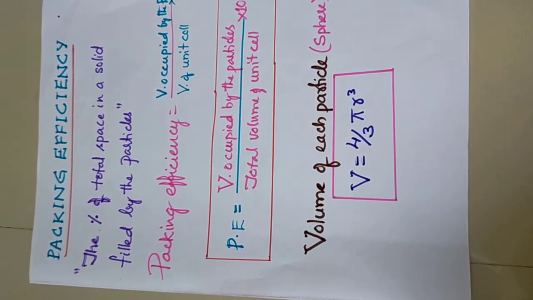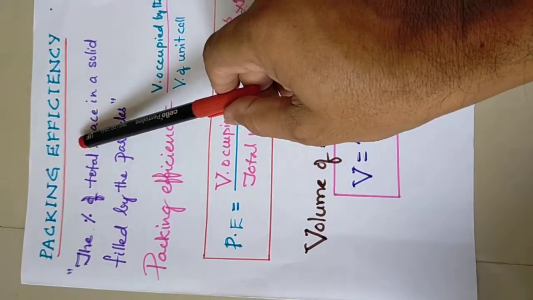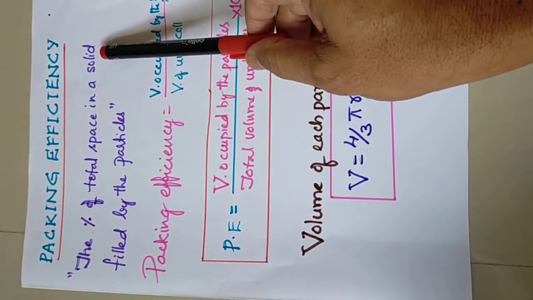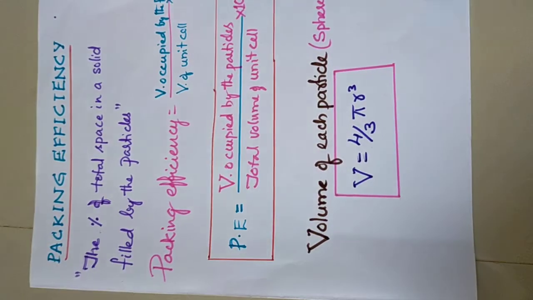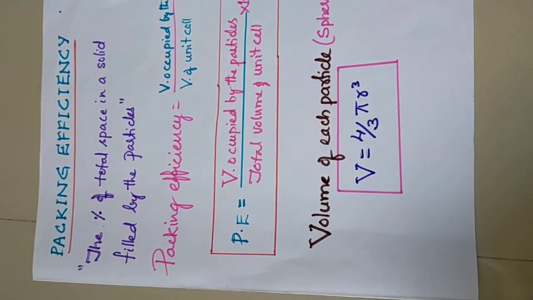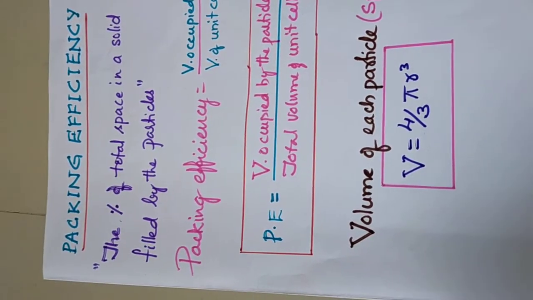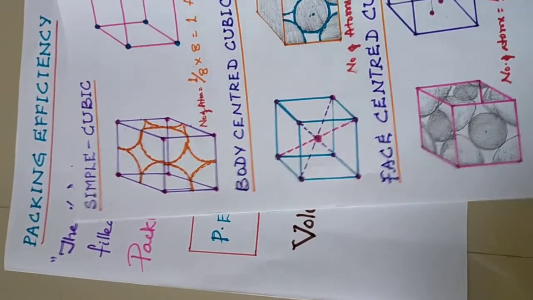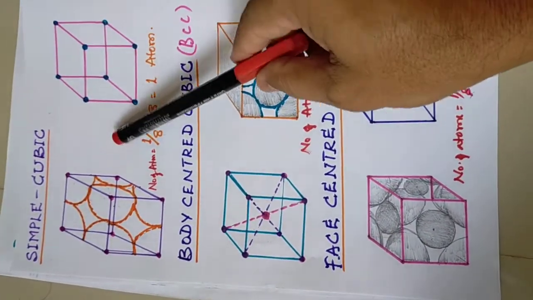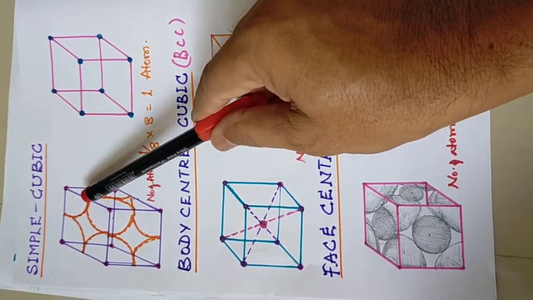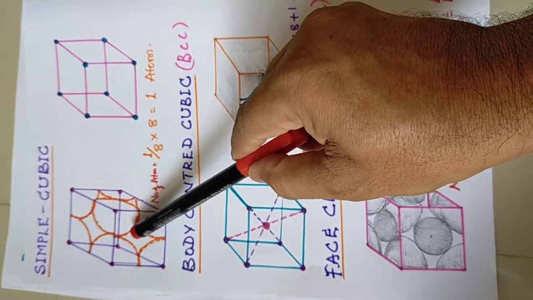Packing efficiency means the percentage of the total space in a solid that is filled by the particles. That is about one unit cell. So the percentage of the total space in the solid filled by the particles is called the packing efficiency. For example, we are taking one simple cube. Here the 1 by 8 of four spheres is there, and again the space is a gap here.